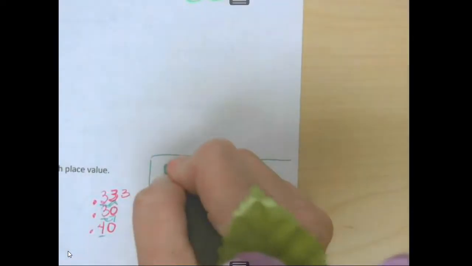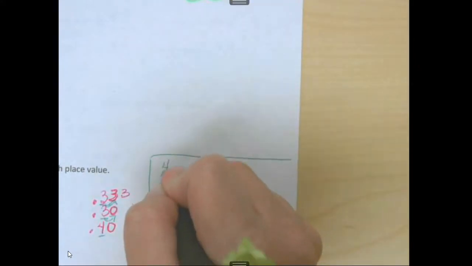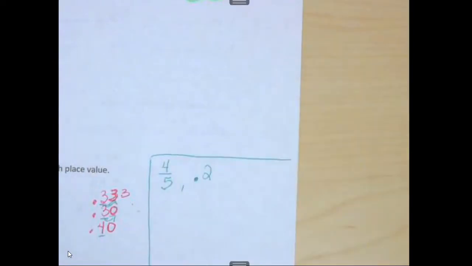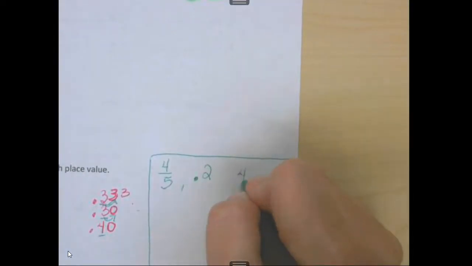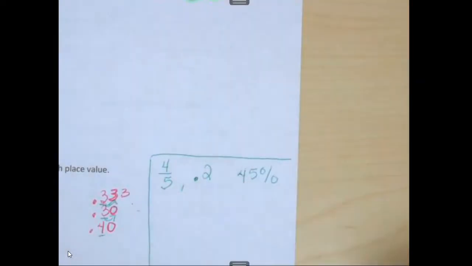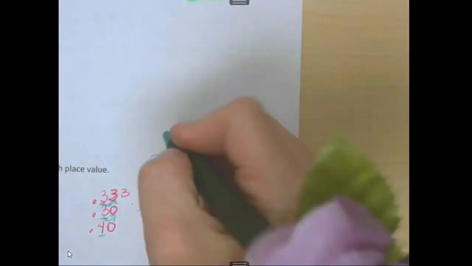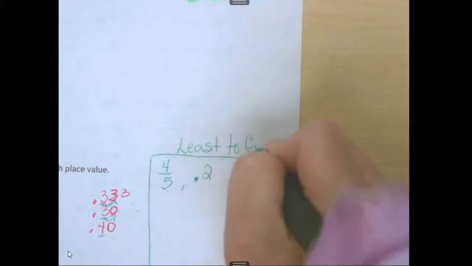Okay, let's try another one. I want you to add this one to your paper. Four-fifths. Decimal 2. 2/10. And 45%. And I want you to order from least to greatest.